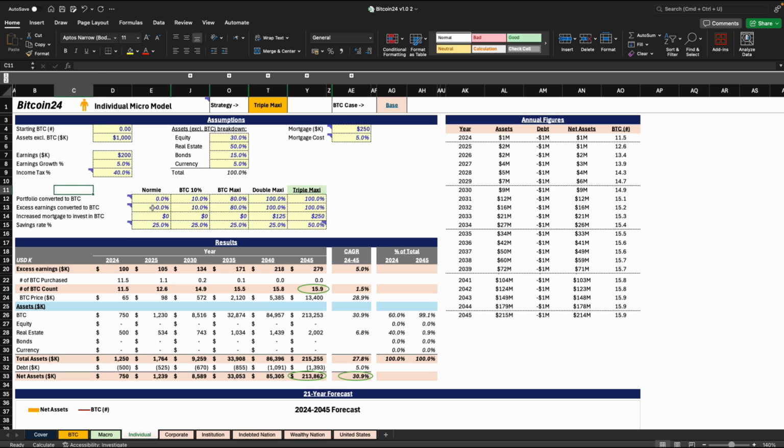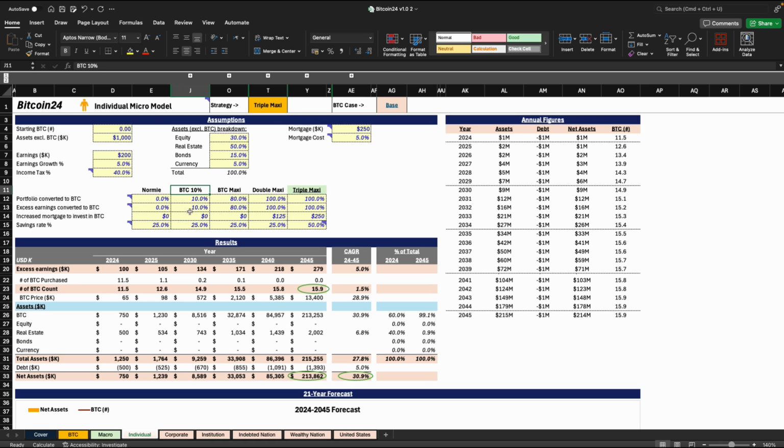He has 0% of his earnings converted to Bitcoin, and he doesn't have any mortgage to buy Bitcoin, and his saving rate is a regular 25%. Again, these are assumptions and you can change them. But what we're saying here is that the average person probably has 25% of his income in savings. And this guy who's not a Bitcoiner and doesn't care about Bitcoin is not going to convert any of his savings into Bitcoin. And he doesn't have any Bitcoin. And of course, he's not going to take any mortgage to buy Bitcoin.